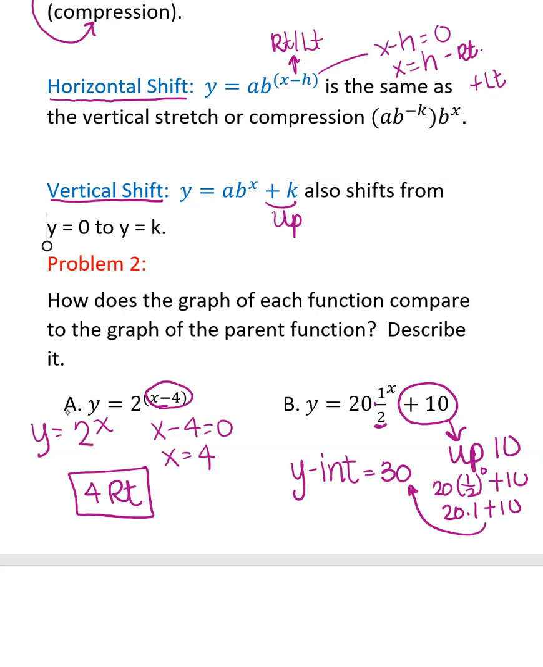The range stays y is greater than 10. It was y is greater than 0 before. Oops, I wrote 0. Y is greater than 10. The domain does not change. So the plus 10 moves it up. If it's in parentheses as the exponent, that would be right or left.